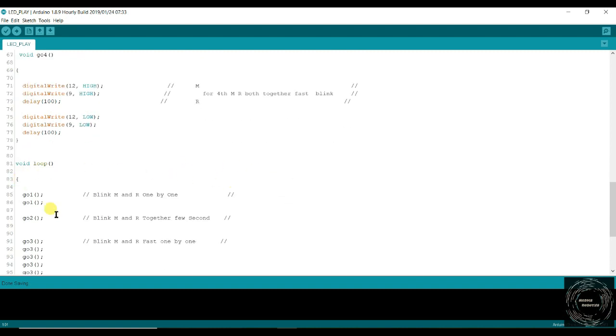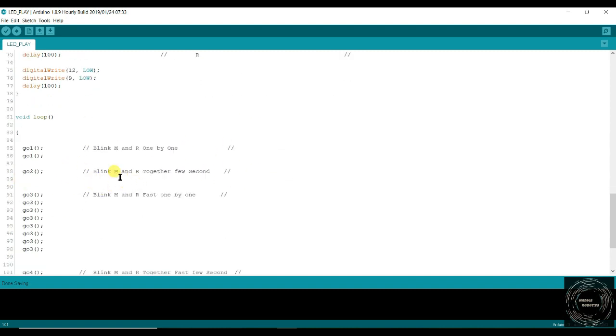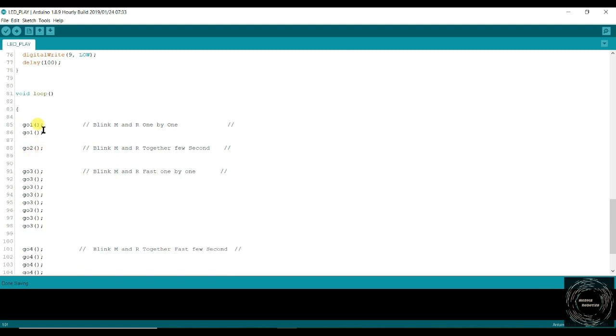This is the while loop. The code repeats itself. For the first function, I'm calling all the functions here.